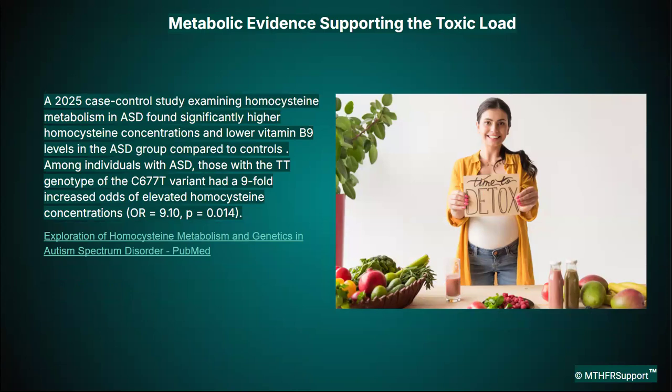A 2025 case control study examining homocysteine metabolism in autism spectrum disorder found significantly higher homocysteine concentrations and lower vitamin B9 levels in the autism spectrum disorder group compared to controls. Among individuals with autism spectrum disorder, those with the TT genotype of the C677T variant had a 9-fold increased odds of elevated homocysteine concentrations.